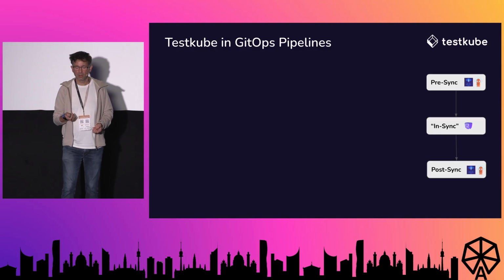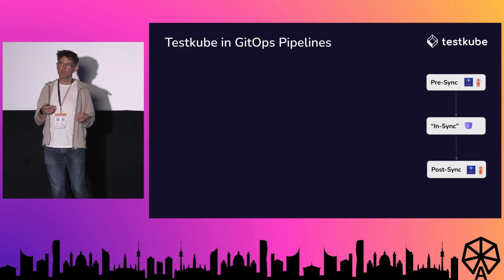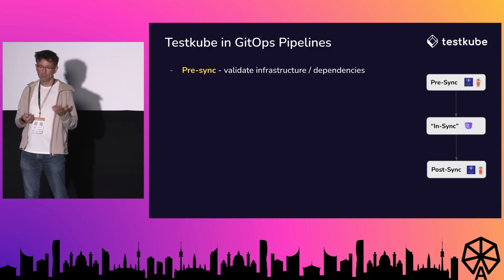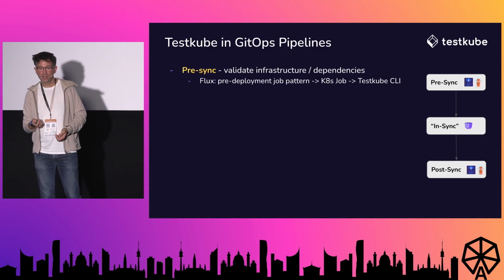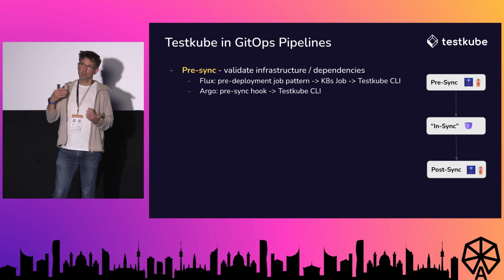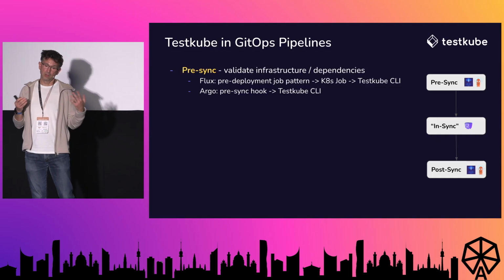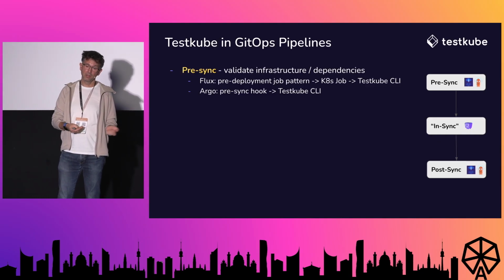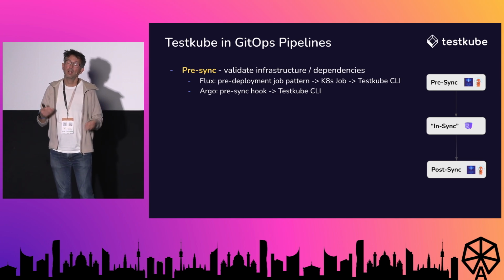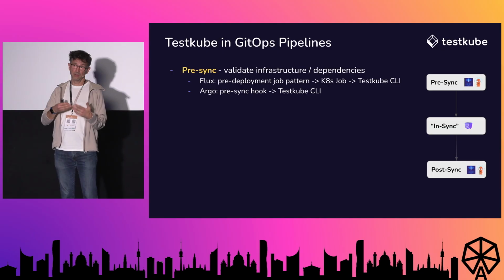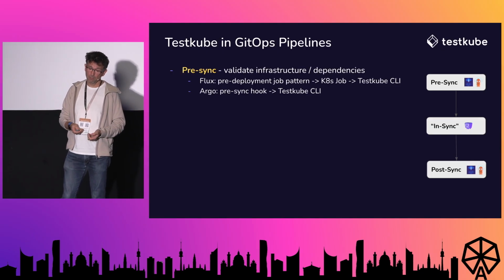Speaking of GitOps, a common question is, how does Test Cube fit into that? Which I'm guessing many of you are doing, or at least looking at. So pre-sync in Flux and Argo, if you want to validate infrastructure or dependencies before you run your sync, in Flux, there is a specific pattern that allows you to inject jobs before the sync happens. Argo has a little bit smoother approach here. They have what they call pre-sync hooks, and you can use that to run any tests using Test Cube.